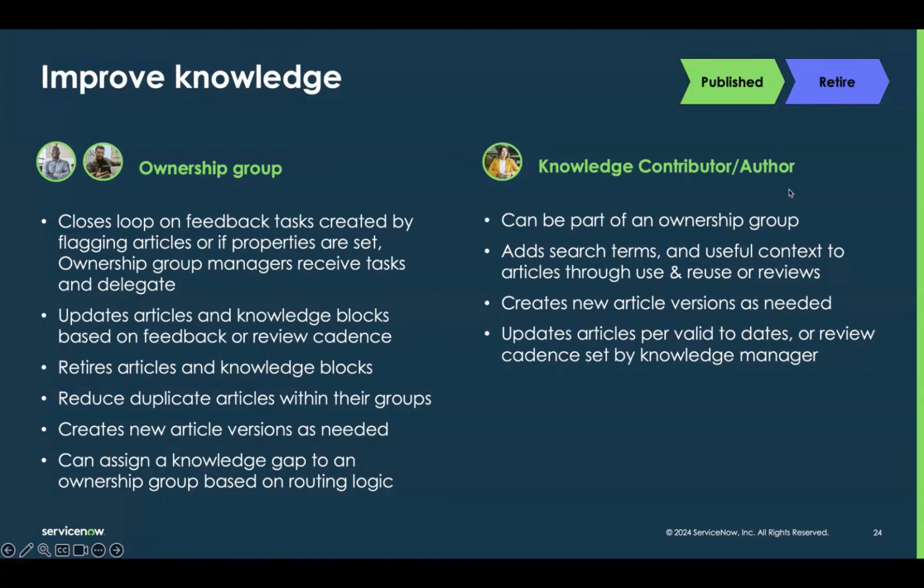Same for your author. A lot of the things that your ownership group can do, your author can do. We're just at that individual level now. So they do a lot of the same things as far as working tasks as needed, creating article versions as needed, retiring their articles as they need to, getting down to a micro level.